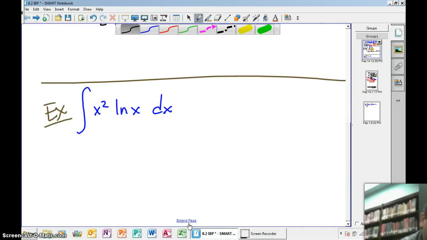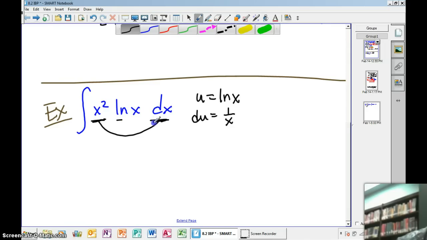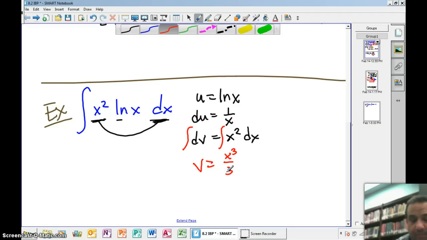Got another one here. Alright? I'm going to set u equal to the ln of x. Therefore du is 1 over x. How did I get that? I just took the derivative. Then I'm going to say that this is dv. So I have dv to be x squared dx. Now to get v, I'm going to integrate both of them, and v turns out to be x cubed divided by 3.